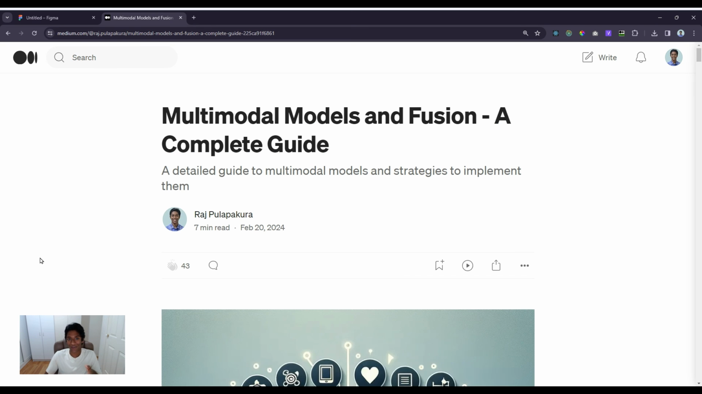That was all I had for this video. I hope you learned something new about how multimodal models work and some of the strategies you can use to integrate different modalities into a ML system.